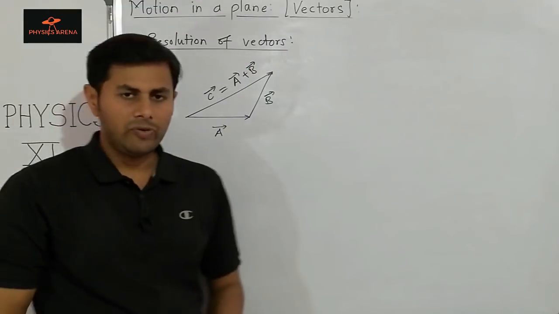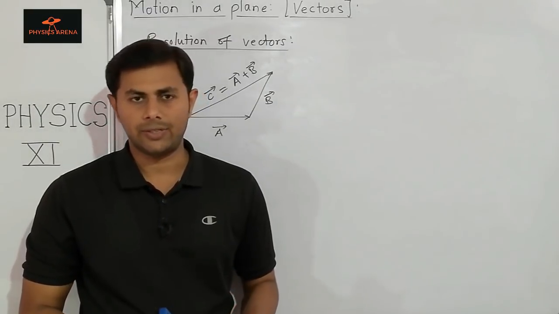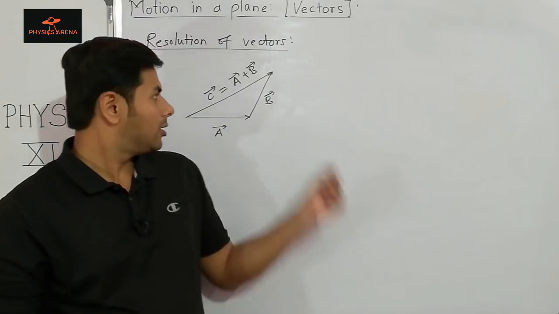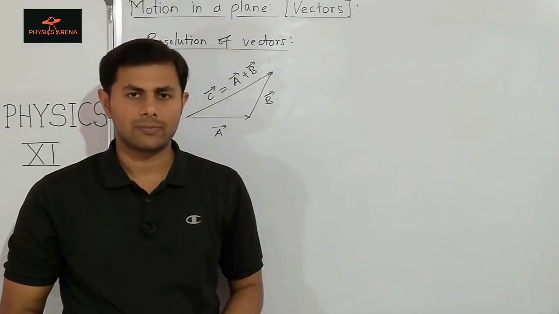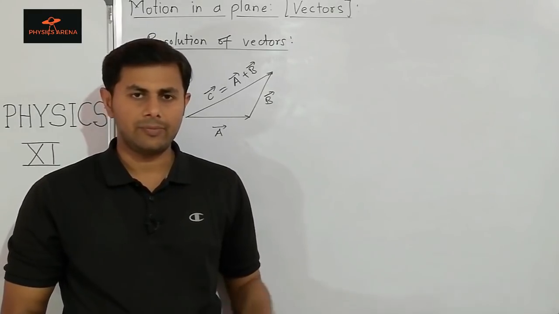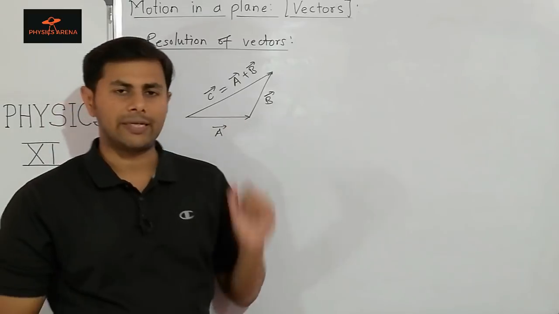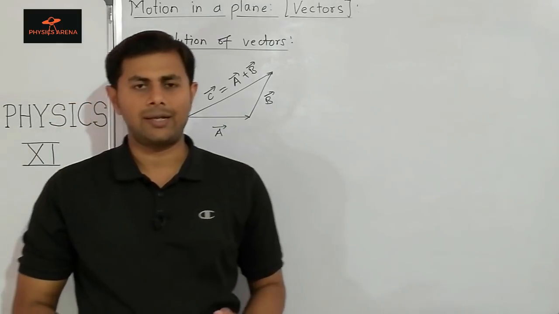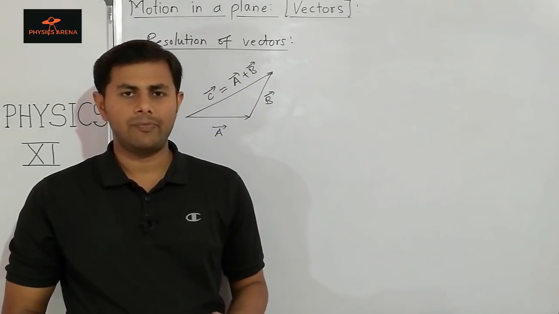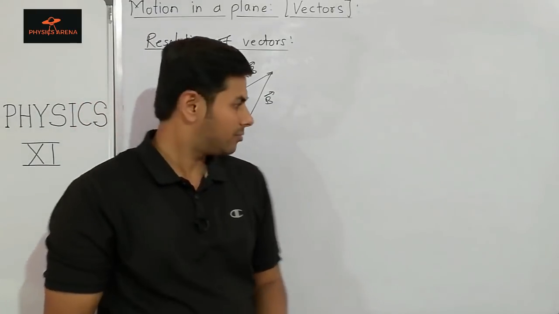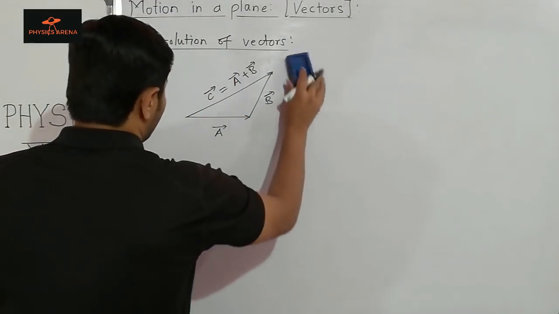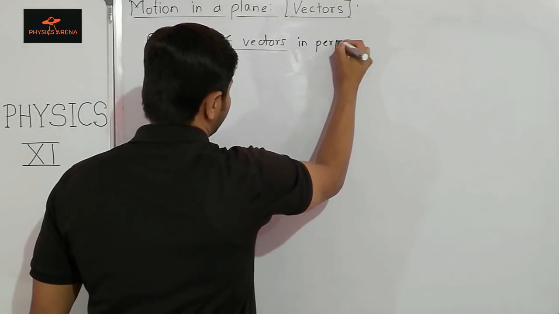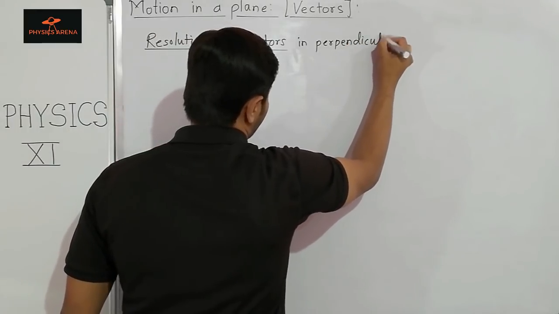Now if we write a vector as addition of two or more vectors, then that vector is said to be resolved in these vectors, and the vectors in that sum are called components of this vector. Now we are interested in a particular case of resolution, and that is called resolution in rectangular components. Rectangular means perpendicular. So let's see resolution of vectors in perpendicular or rectangular components.